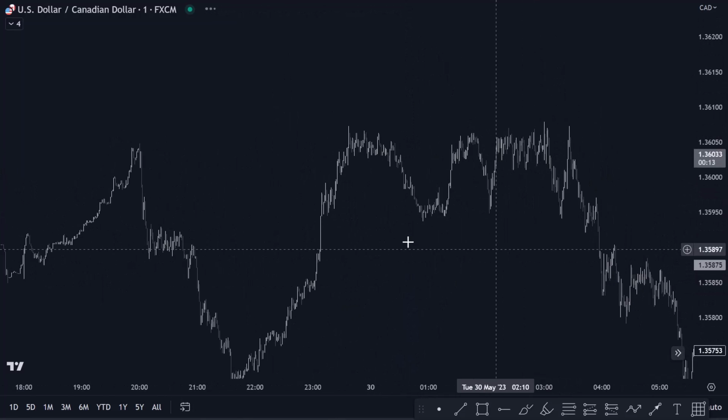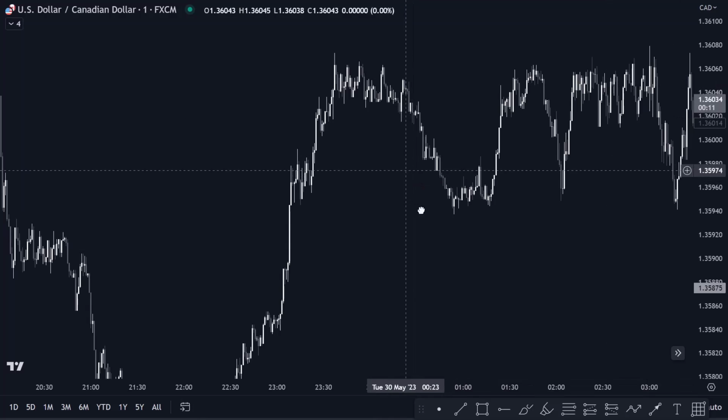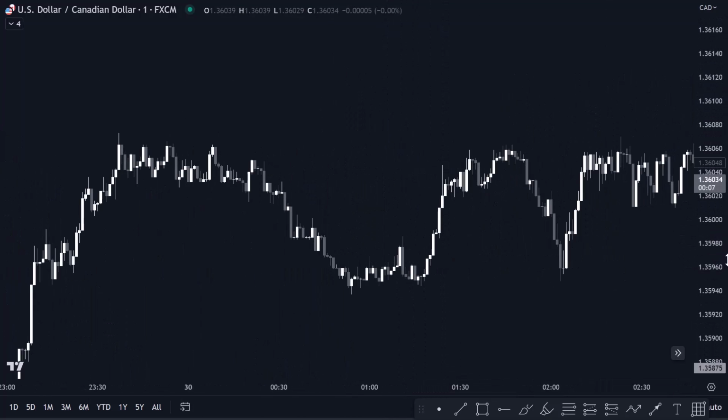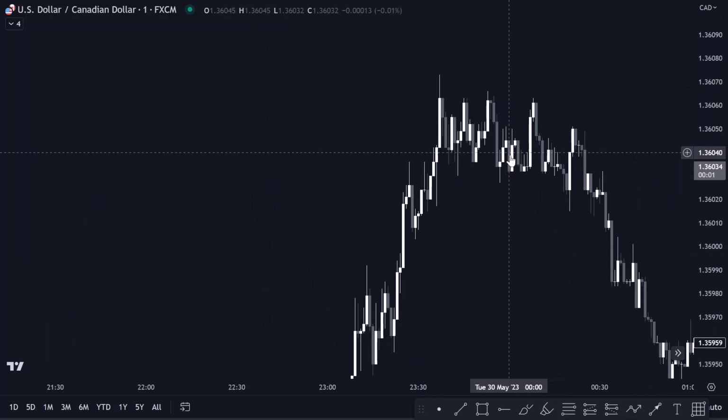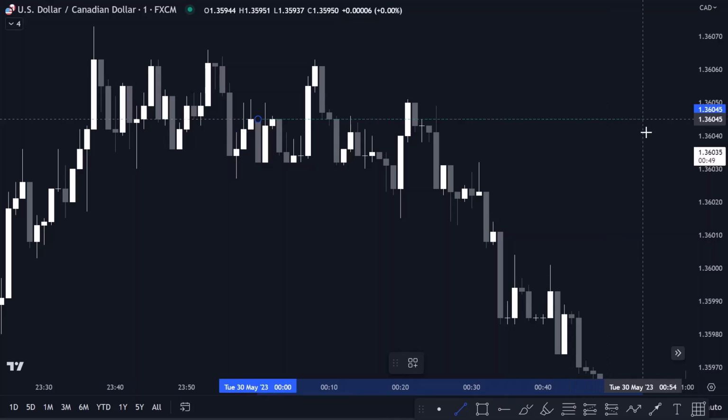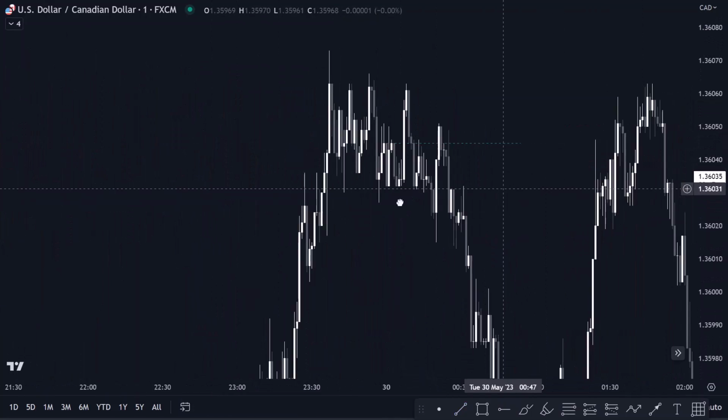I'll zoom in. Make sure you're on the 1 minute. So it's here. If I zoom in more, it's at this candle. Now, where is the open of this candle? This is the open of the candle. I'll bring my line here and I would mark this. So this is my midnight open.